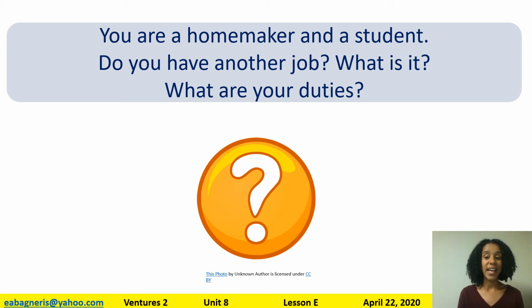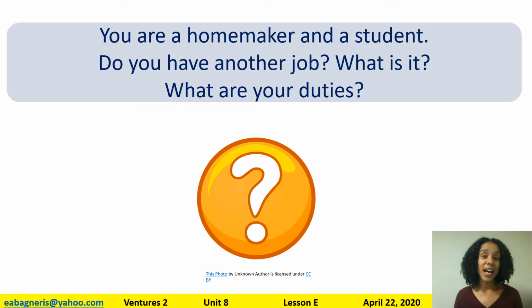Did you write a few things down? So if you wrote down homemaker, maybe some of your duties were to clean your house, to prepare meals, to teach your children, to take care of your children, to get your children ready for school, to take your children to school, to give your children a bath, to go grocery shopping. There are so many things that homemakers do.